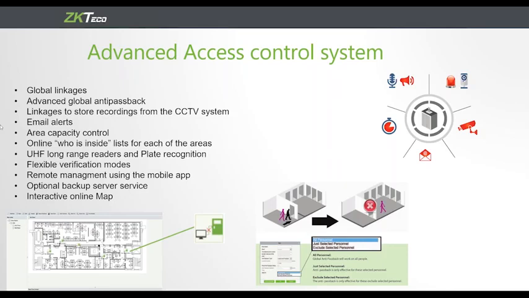We have also email alerts. It means that for the different events, we can send an email to the user that we want. We have an area capacity control. It means that we can define an area and set the maximum and also the minimum capacity of people in that area. We have an online who-is-inside list for each of the areas. It means that in real time, we can know which people are in any of these areas. We also support UHF long-range readers and LPR recognition.